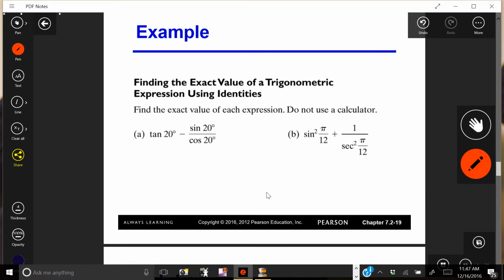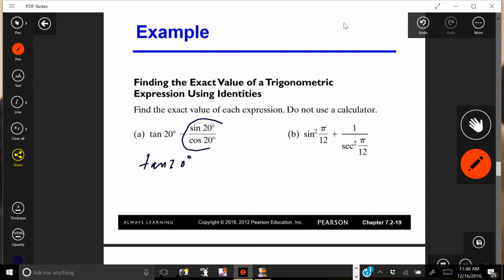Now, here it's asking us to find the exact values of each expression, not using a calculator. This is going to be very, very simple. It's worked on the next page, but although we could easily work it here, in fact, let's go ahead and work it here.